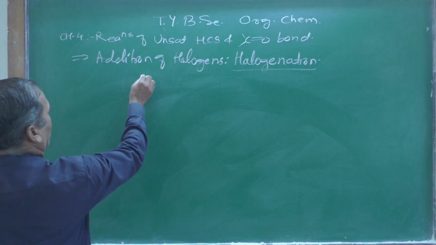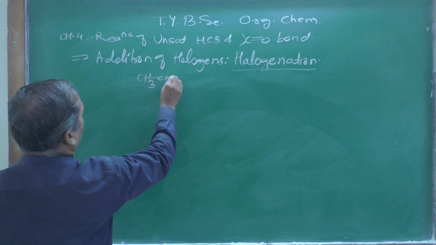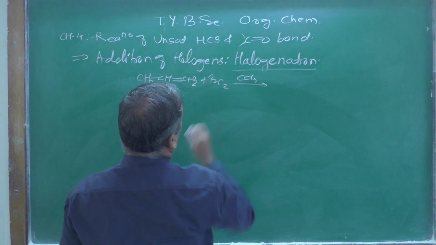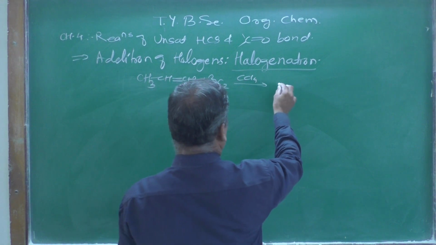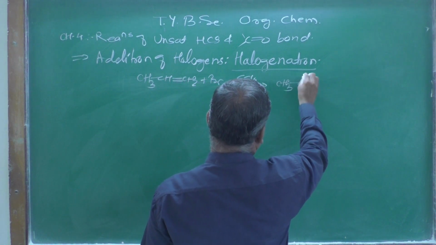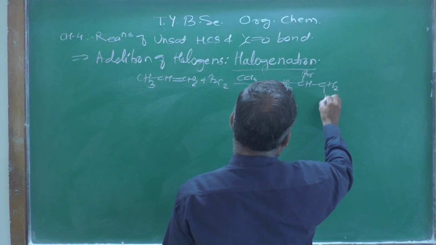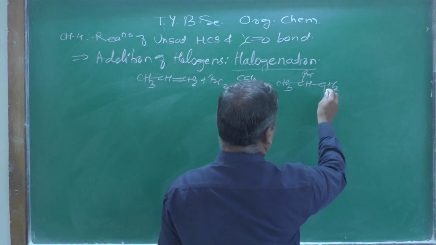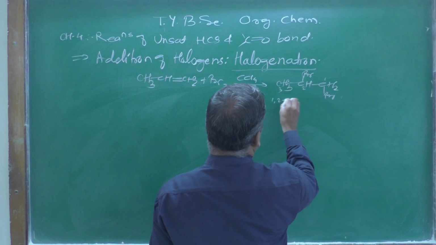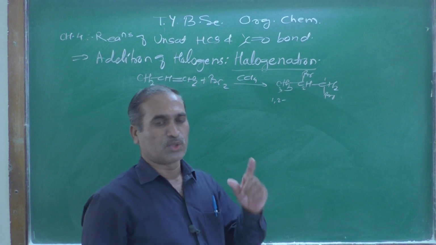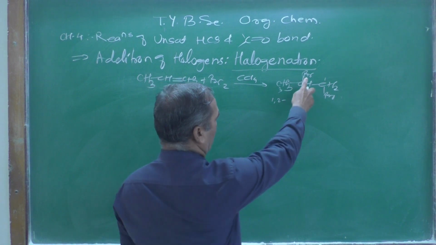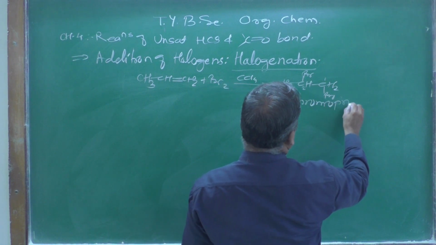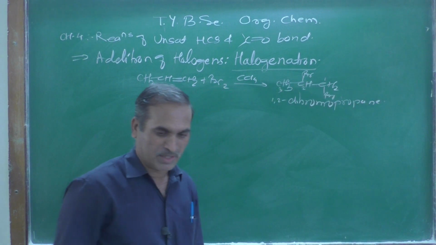The halogenation example is this one. I am writing here CH3-CH=CH2, then Br2 in presence of CCl4, which is known as carbon tetrachloride, and you are going to get the product CH3-CHBr-CH2Br, that is the 1,2-dibromo derivative. The 1 and 2 indicate the position of the halide group, so the name is 1,2-dibromopropane. This is the correct IUPAC name of this compound.